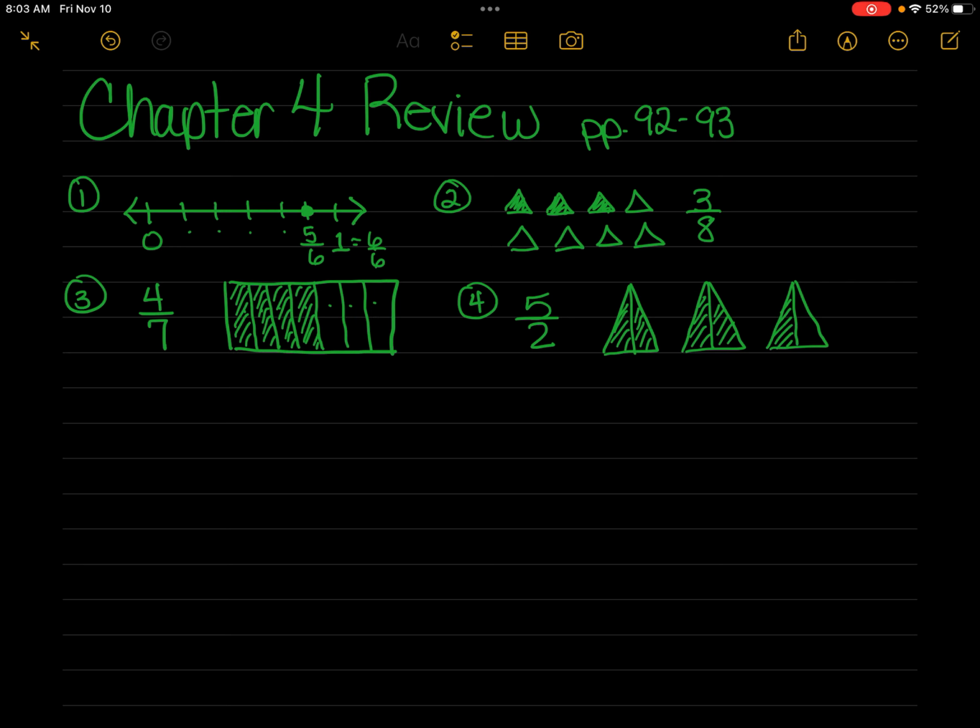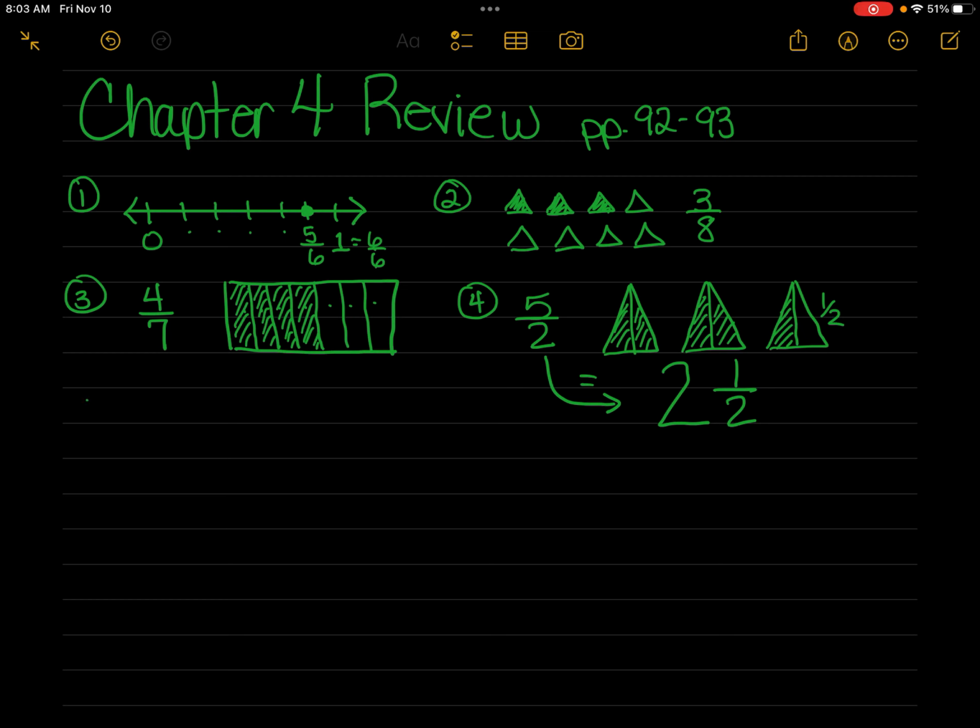Now let's look at what's shaded. We have 2 whole triangles shaded, right? So that's those 2. And then we have half of one over here. So 5/2 is equal to 2 1/2. And we show that from our model.